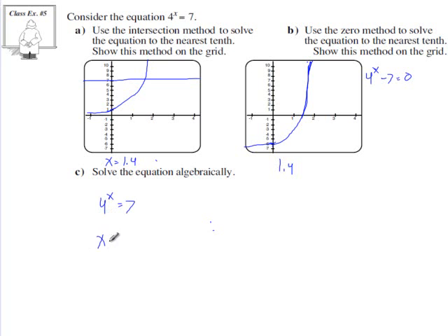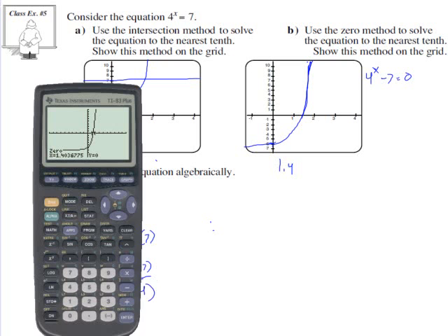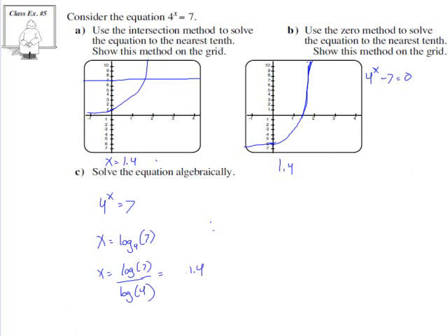So you get x is equal to, your 4 moves over to the other side of the equation, becomes the base of the log. So log base 4 of 7. If you're going to do this in your calculator, you'll have to do log of 7 divided by log of 4. So you'd have x is equal to log 7 divided by log 4. So in your calculator, log 7 divided by log 4 gets you 1.4 again. So x is equal to 1.4 no matter which method you use.